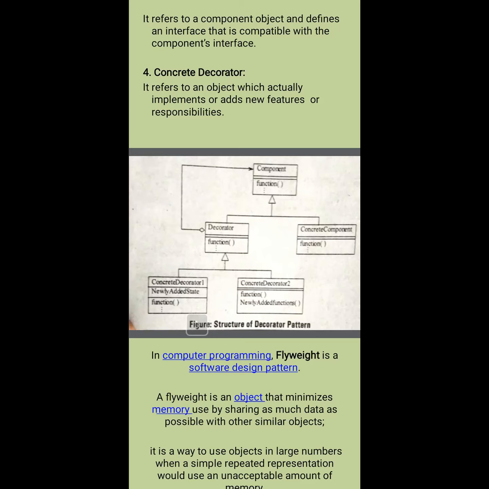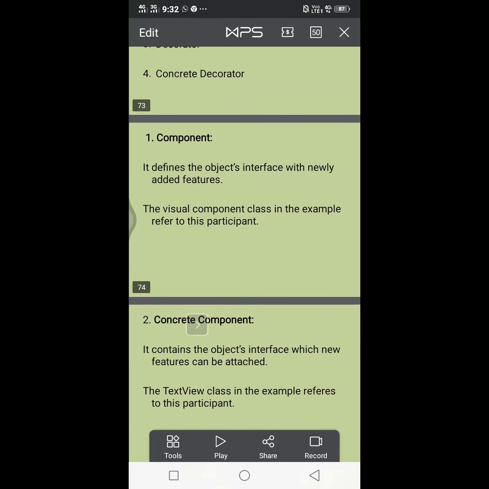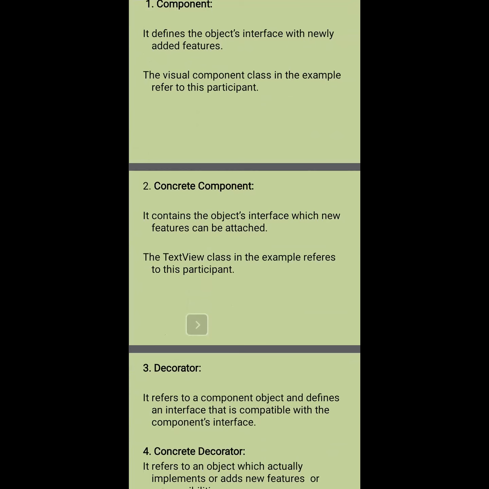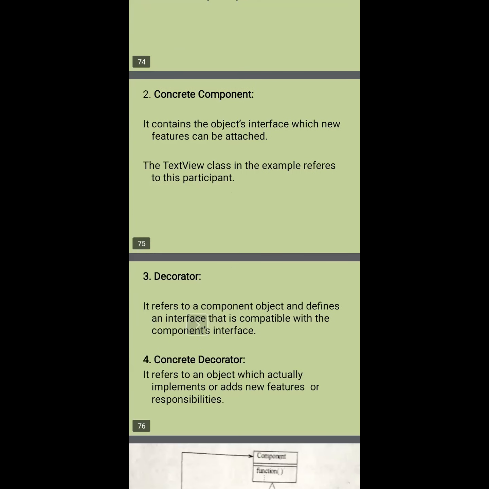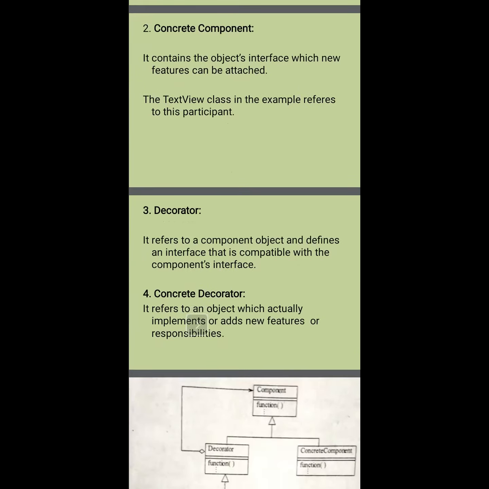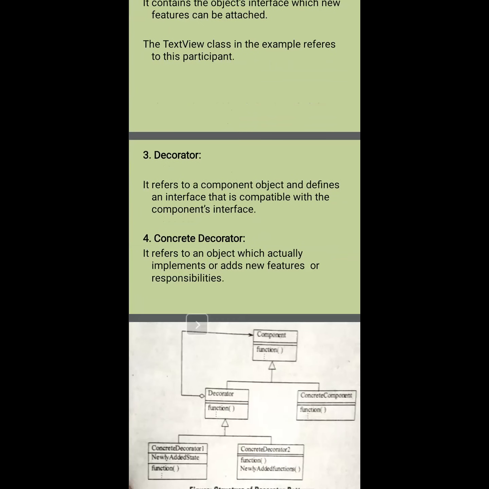Okay, so if we observe here, the first one, component, is specifying what an object is, which type of object it is in the initial case. So it defines the object's interface with newly added features. Another one is the concrete component. It contains the object interface to which new features can be attached. So which type of features are newly added? Those are specified. Then decorator refers to the component objects that are compatible with the component interface.